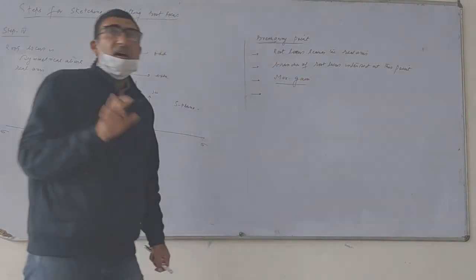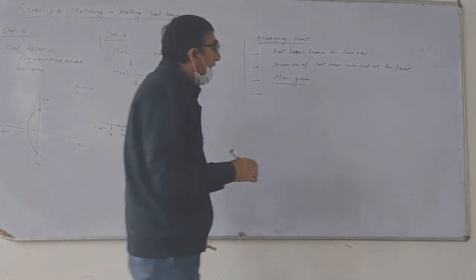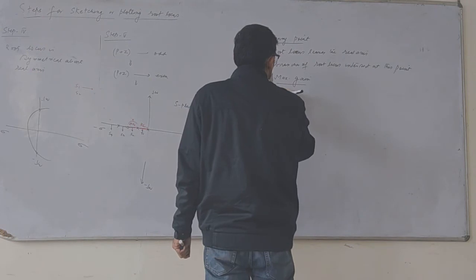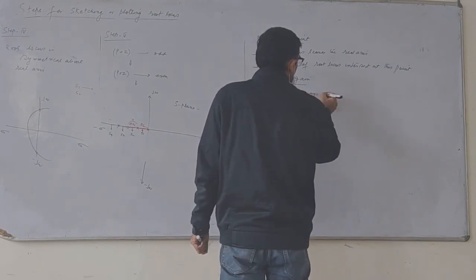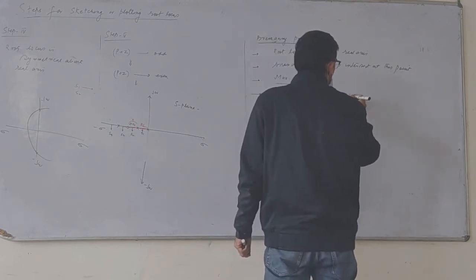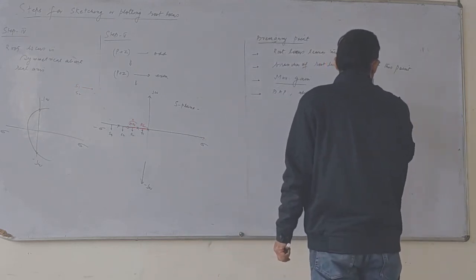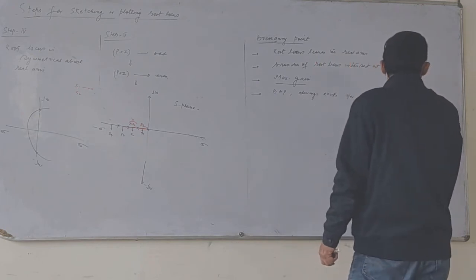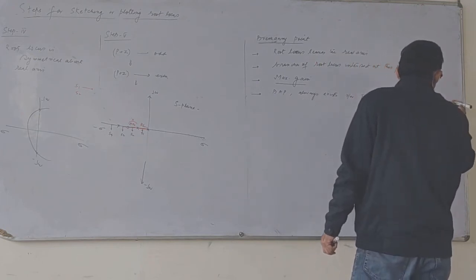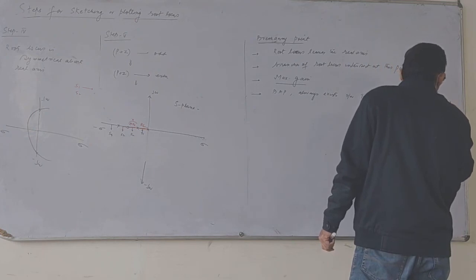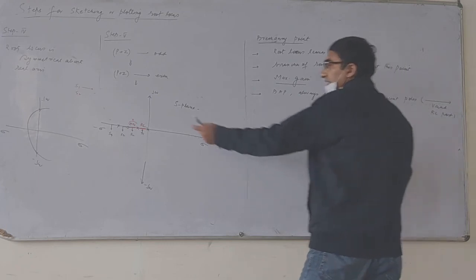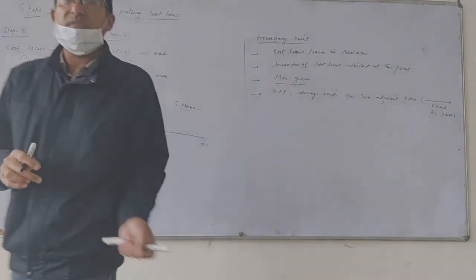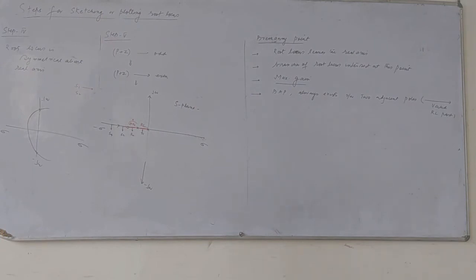And this always will exist between the two adjacent poles. So the breakaway point always exists between two adjacent poles, and that should be a valid part of the root locus, which will be validated by the step which I have earlier taken. I'm again repeating, the breakaway point will always exist between the two adjacent poles.